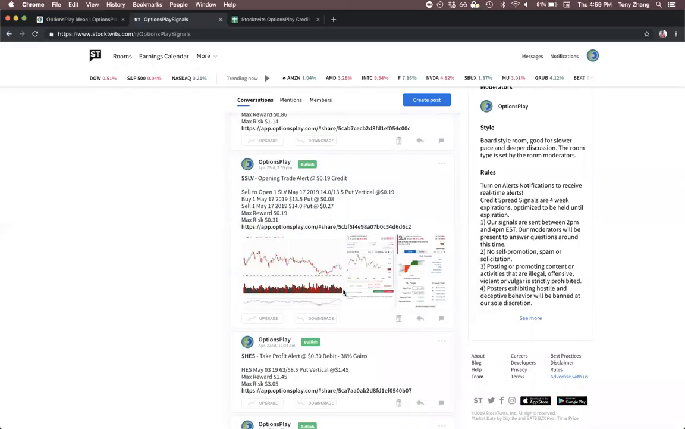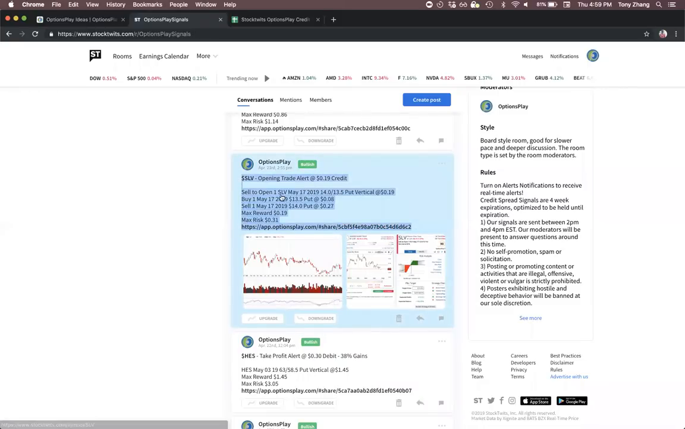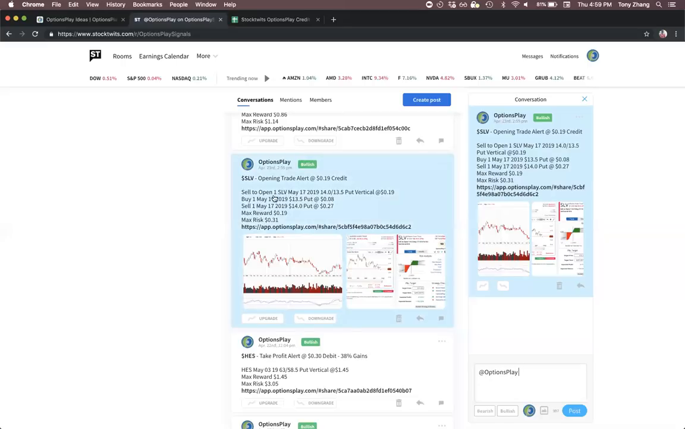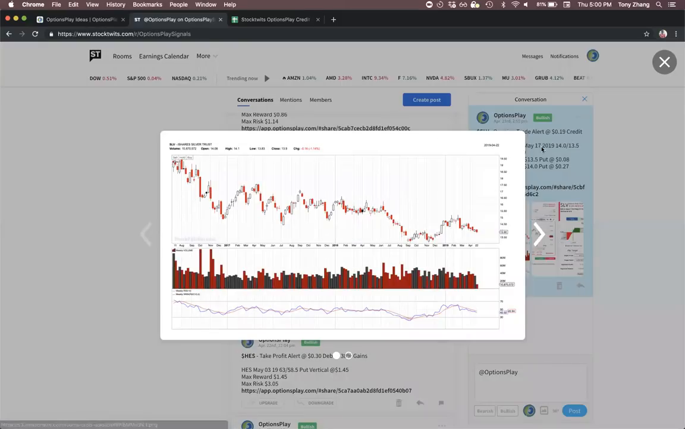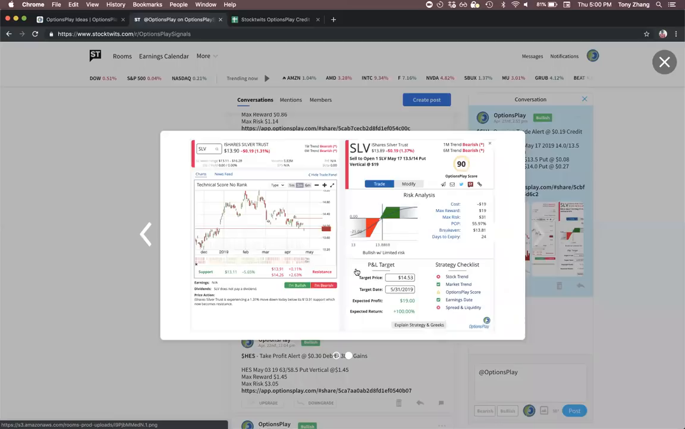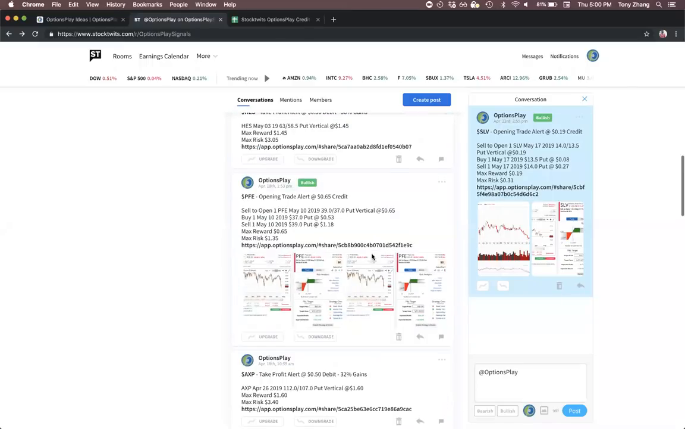You get them by email, or you get a phone notification that tells you exactly what the trade is, which legs to buy, which legs to sell, max reward, max risk, and a link to the trade, and then showing you a chart of that stock or ETF, as well as a snapshot of the trade itself, so that you always have a record of every single trade.